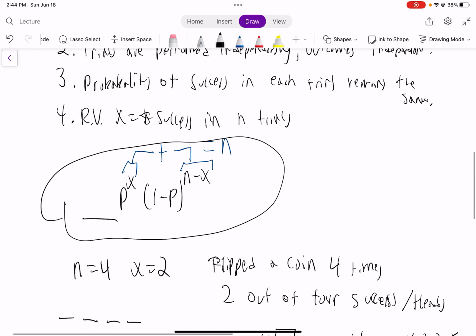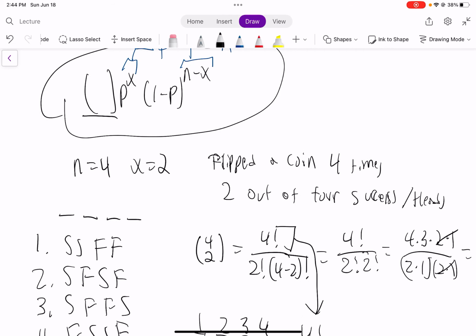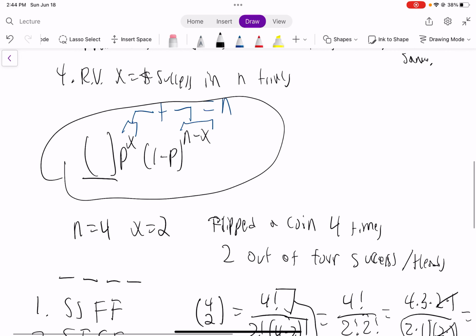So let's go back to our binomial example here. We've got to add this term up here. In their case, we have 4 choose 2. And in our case, n equals 4, x equals 2. Well, let's make it more general. Let's just make this n and x. So that's basically the binomial right there.